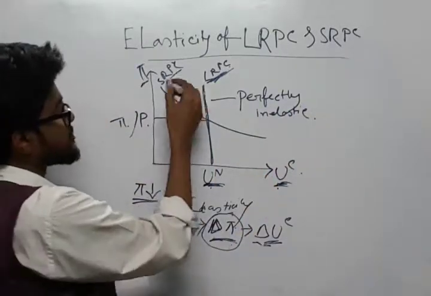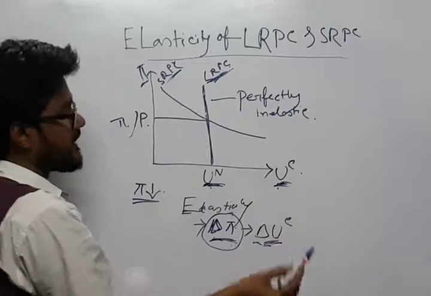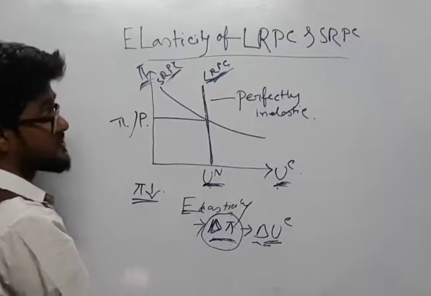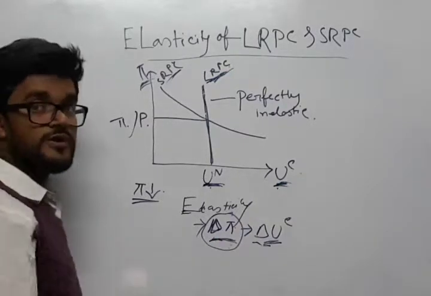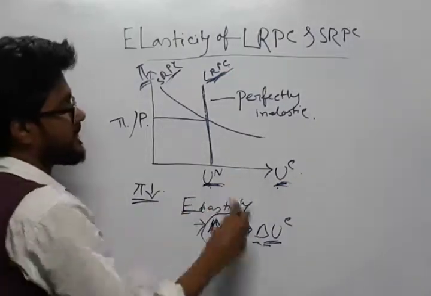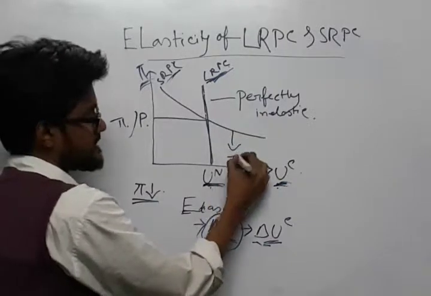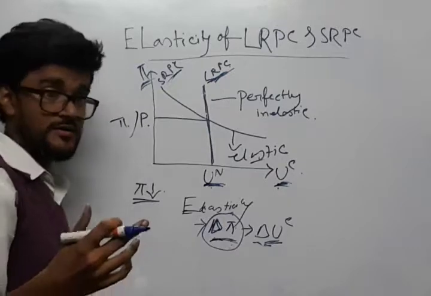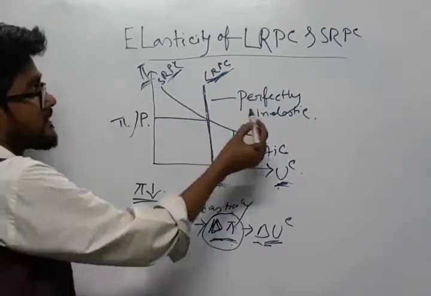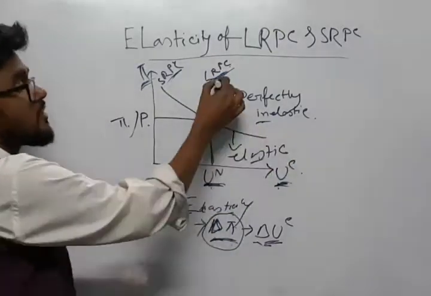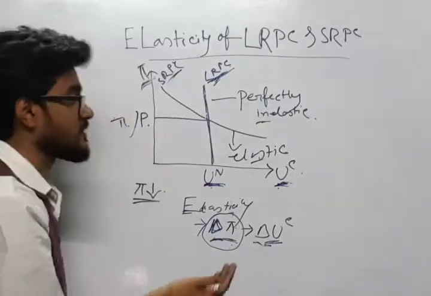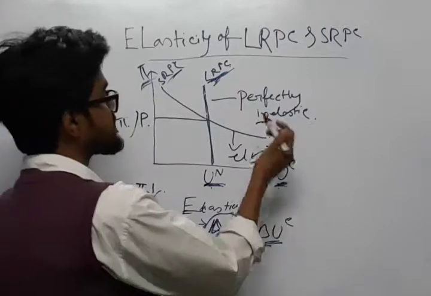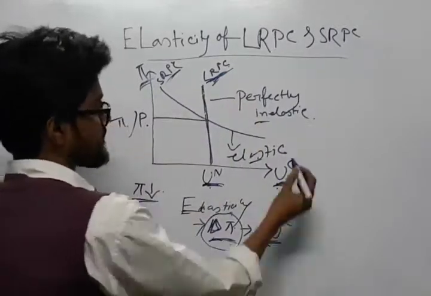Whereas in the case of the short-run Phillips curve, as you can see here, the change in inflation causes the unemployment rate to increase, because they are negatively related. So this one is elastic. So if there is a question whether the long run Phillips curve is more elastic or the short run Phillips curve is more elastic, the answer is the short run Phillips curve.